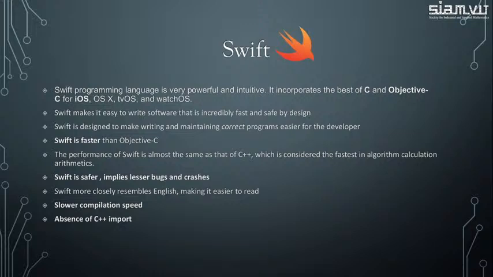A drawback for Swift is that it has a slower compilation speed. So compilation of your app or your code would be comparatively slow compared to all the other programming languages. And there are no C++ imports available for this particular programming language, right?